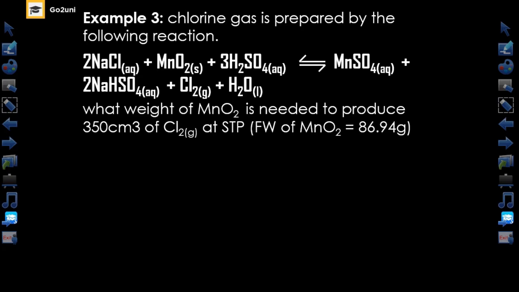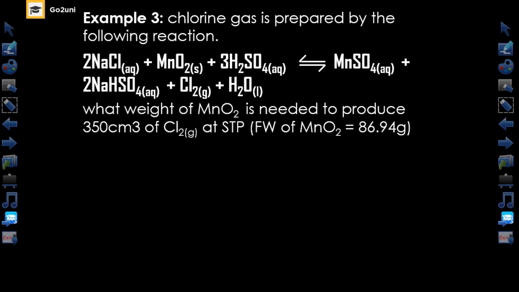So what do we do about that? What we need to do is to check first if the equation is balanced. If it is balanced, then we proceed. And if it is not, we balance it. But from what we can see, the equation is balanced for us.